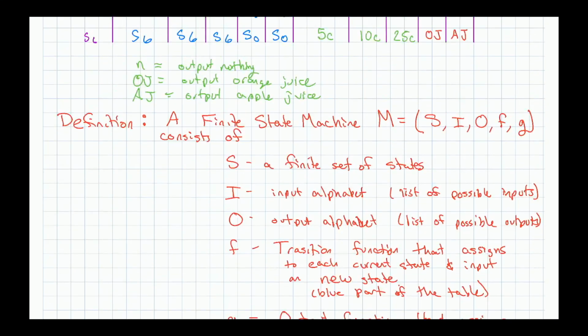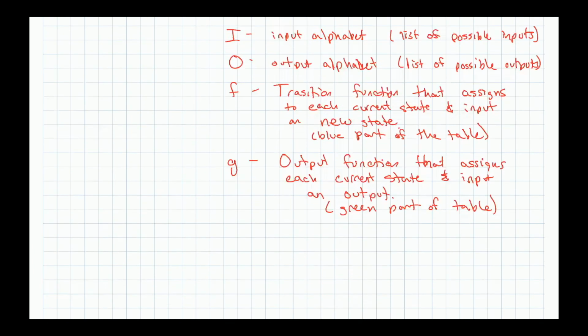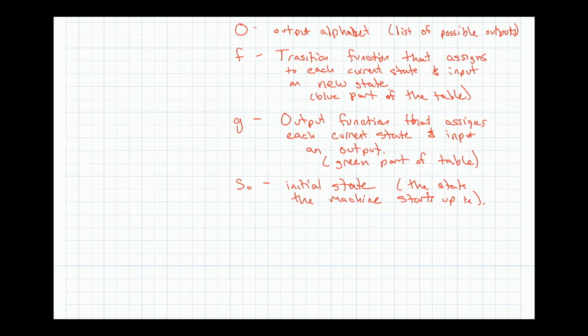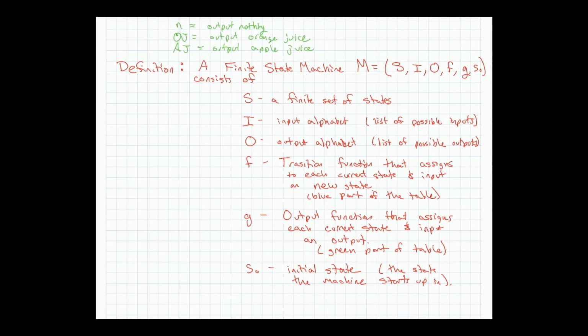And I forgot something in here, probably because I ran out of room. One last thing, S0. You also need a starting state, right? When you start up a finite state machine, you need to start in a particular state, and that's just going to be the initial state. That's what the machine starts up in. And so that is everything you need to define a finite state machine.